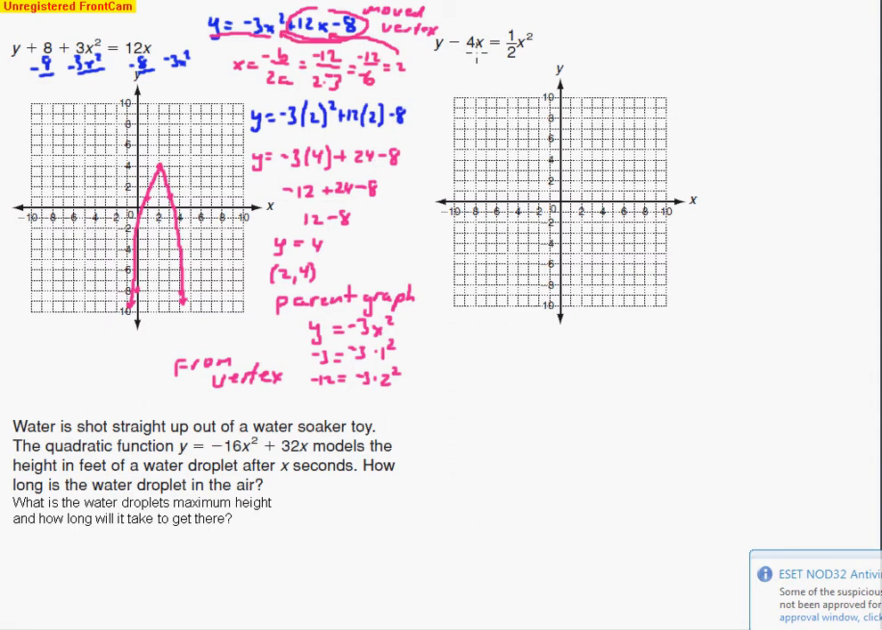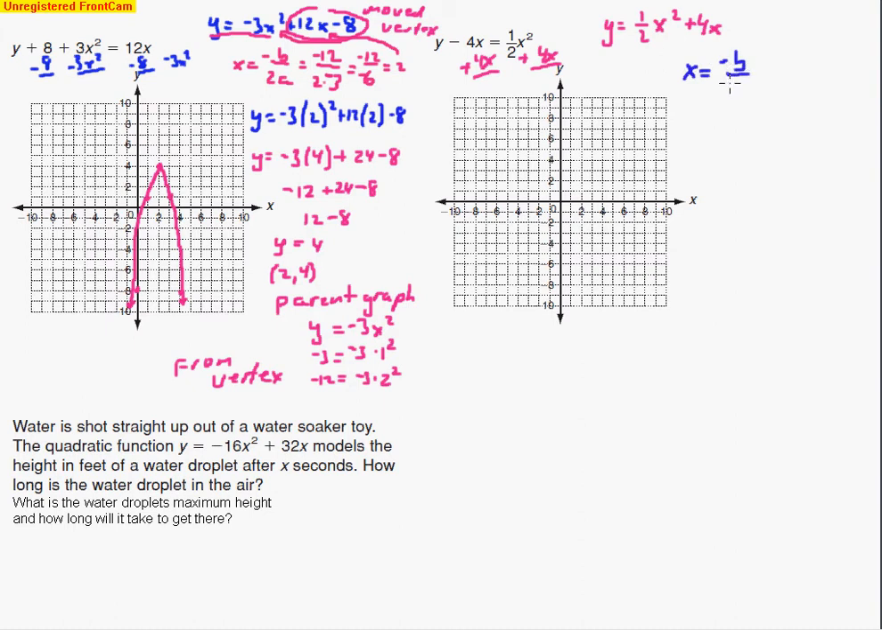Well, this next one, we've got to do a little bit of work. Move this 4x over to the other side. I'll just add it to both sides, and I'll set up my equation. It's y equals 1/2 x squared and a positive 4x. From that point, we'll go ahead and use that axis of symmetry formula, negative b over 2a. Substitute those numbers in there. We have the opposite of b, which is negative 4 over 2 times 1/2. Well, 2 times 1/2 makes 1. So negative 4 over 1 makes negative 4.